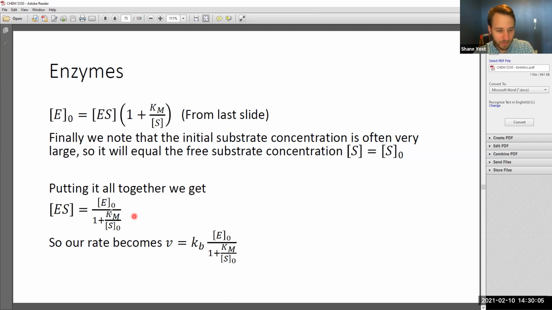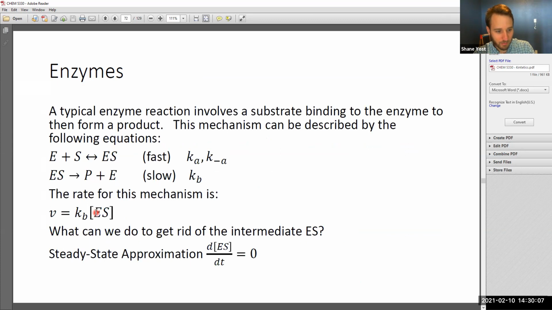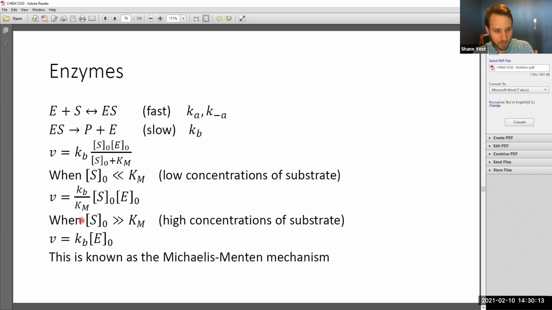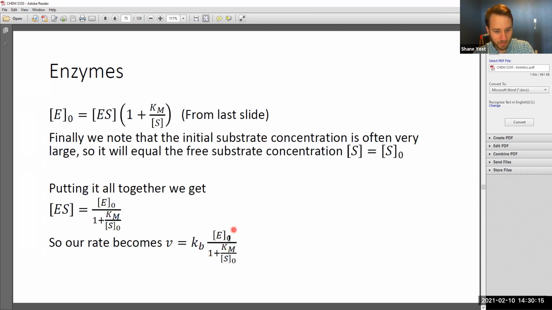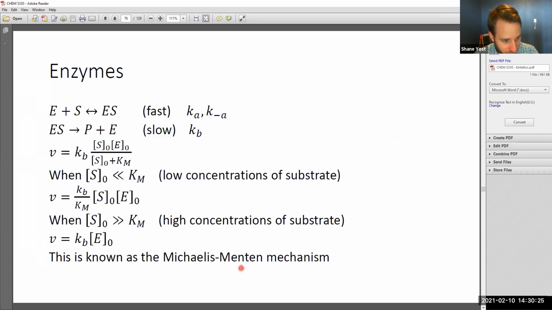And so then the final rate, if we go back, the rate was just the concentration of enzyme substrate times Kb. So the final rate is just Kb times that initial concentration of enzyme over 1 plus Km over S. And this is often rewritten as such here. The final rate is often written like this: Kb times S times E naught over S plus Km.